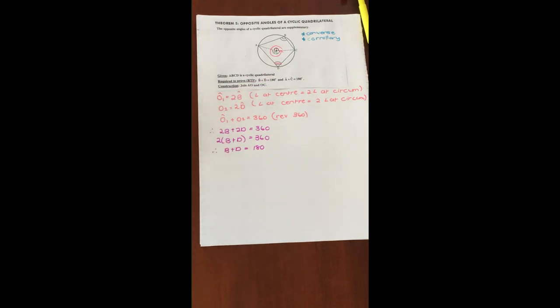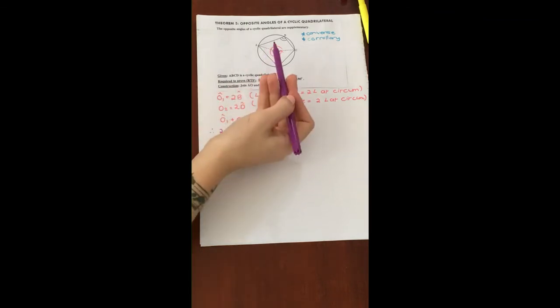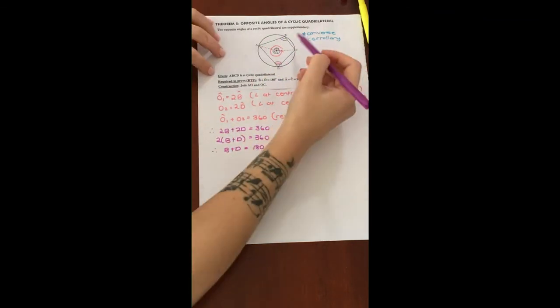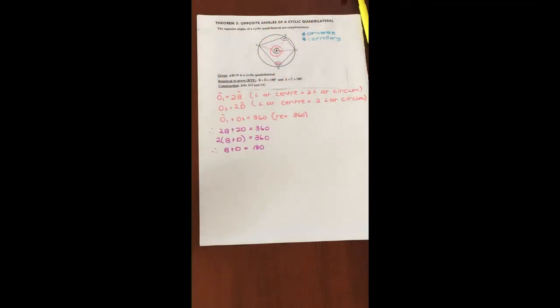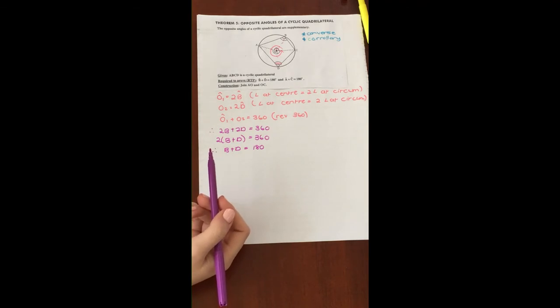You can go and do the exact same thing for A and C by connecting B and connecting D and then doing the same thing over, but you can just say, by the same respect, A plus C is equal to 180.